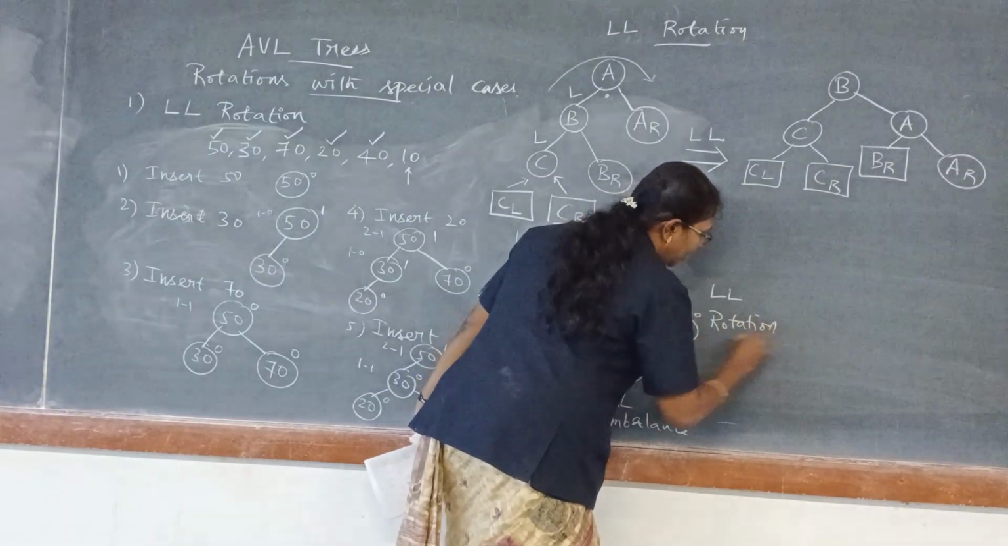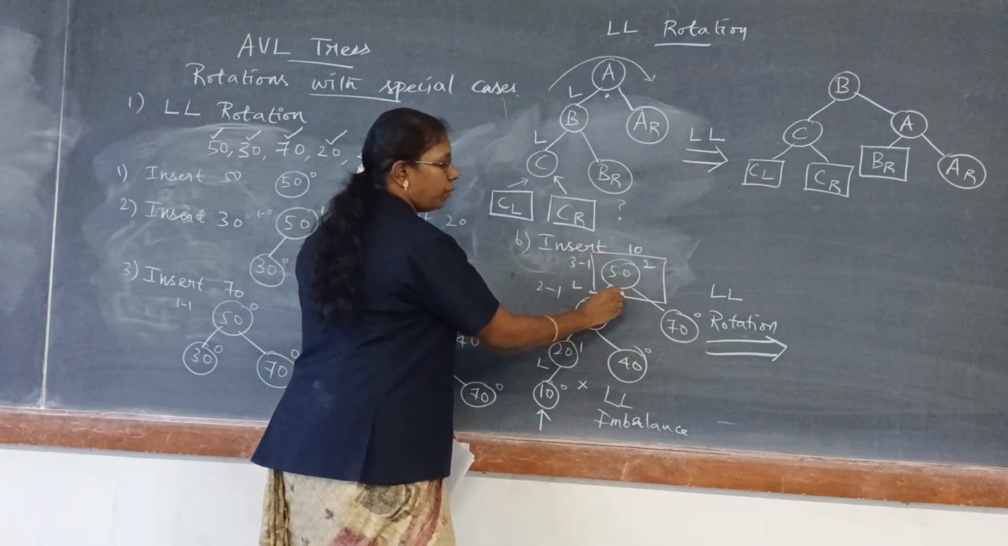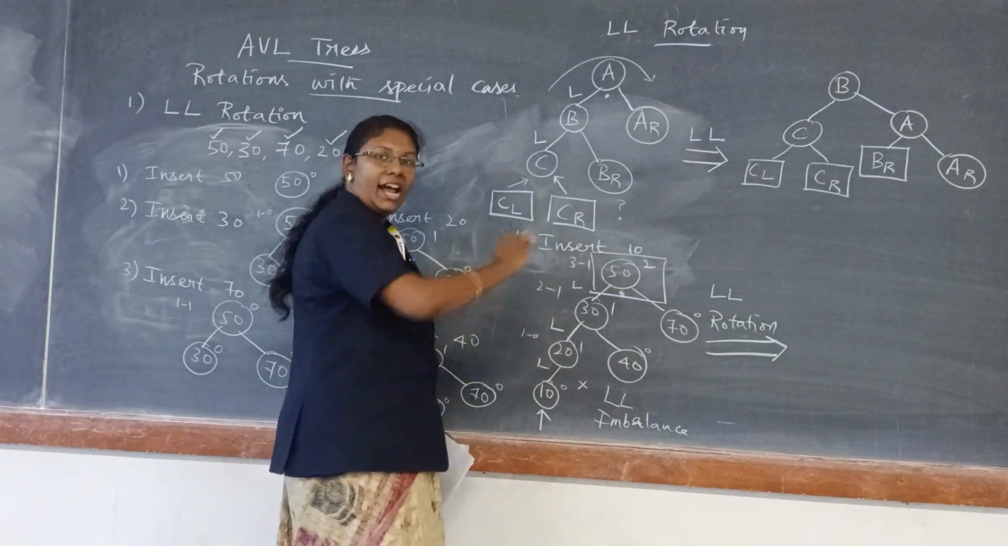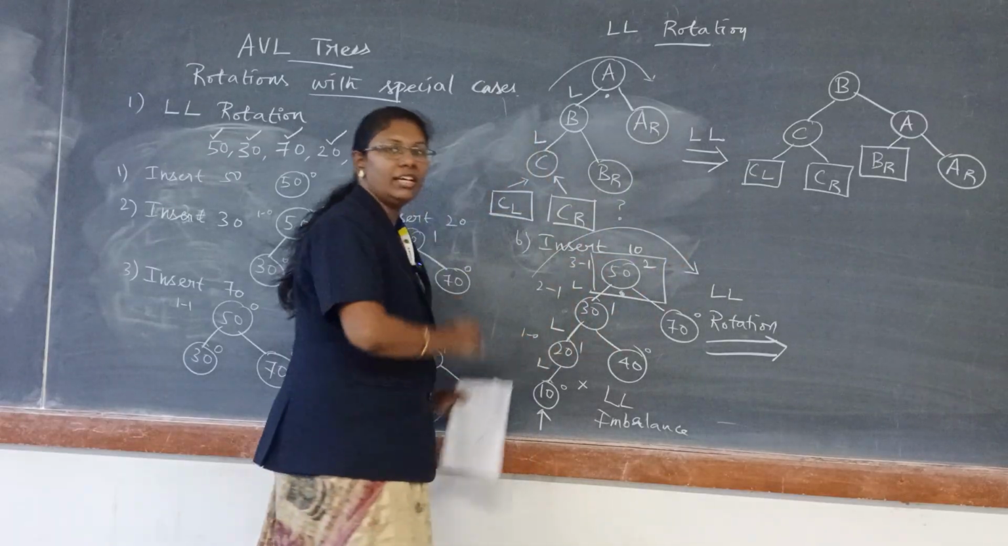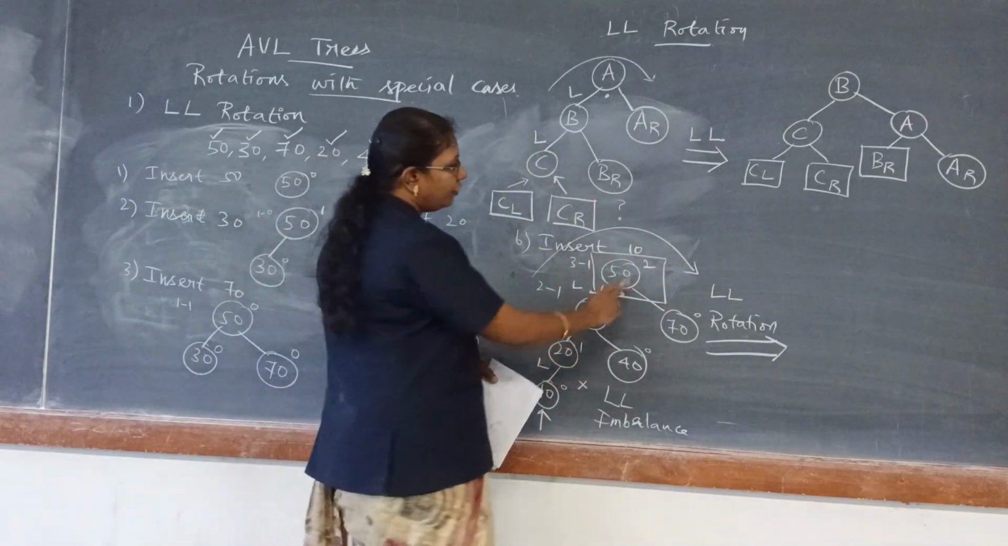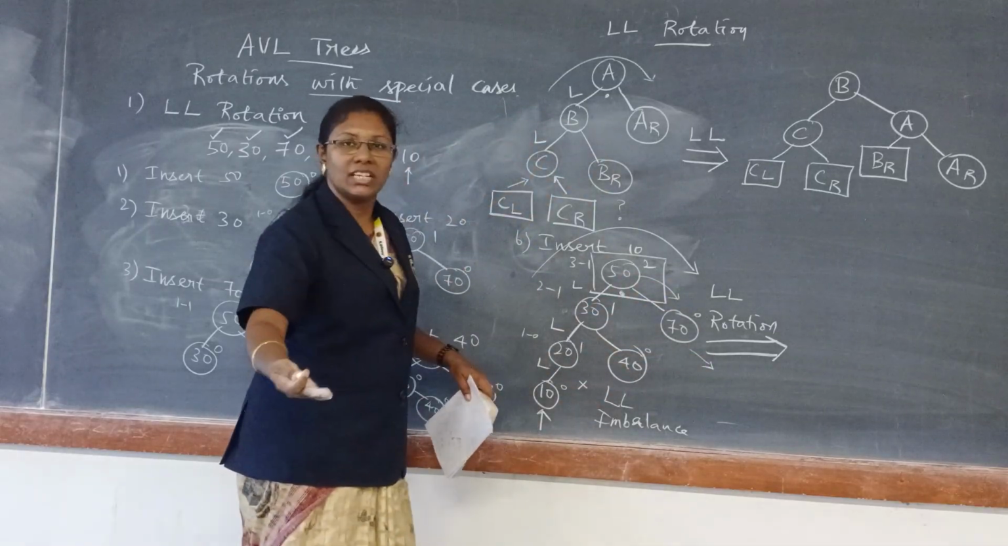So for this LL rotation, simply keep this point as a pivot point and simply drag everything towards the right-hand side of the tree. Then 50 will come towards this point and 70 will come to the next level below it.